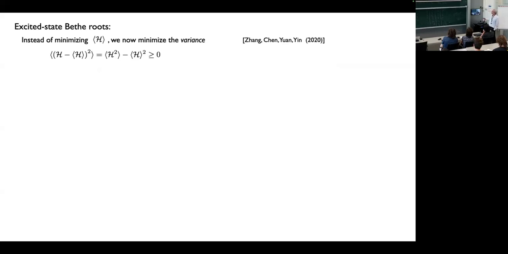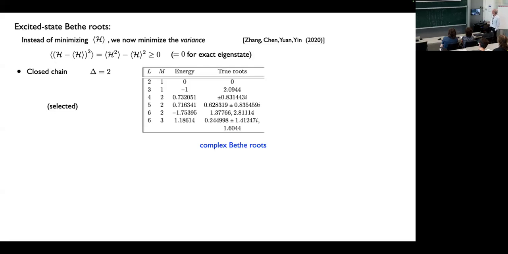And then for excited states, instead of minimizing the Hamiltonian, what we did is we minimized the variance of the Hamiltonian. So the variance of the Hamiltonian is this, right? This is an idea used recently by this group. The variance should be 0 for exact eigenstates. And again, for the closed chain, for delta equals 2, of course, there are many excited states, and I chose just some examples.